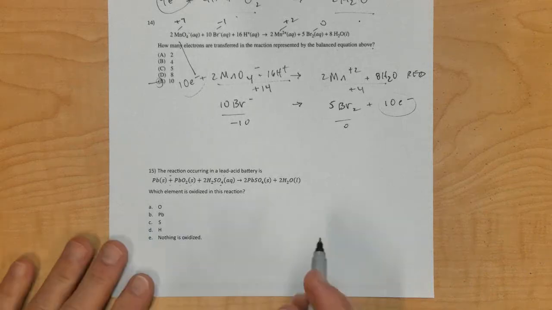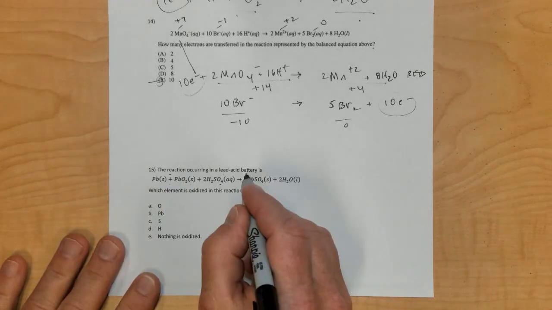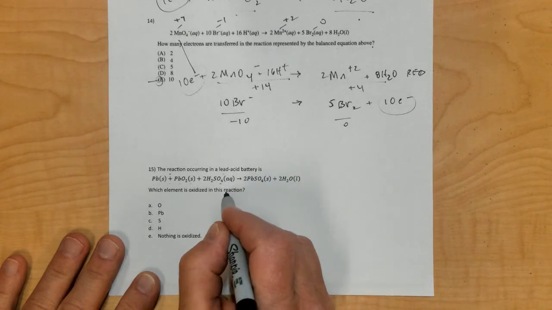Alright, so here we are on the next video of the practice test. In the reaction occurring in a lead acid battery, which element is oxidized?